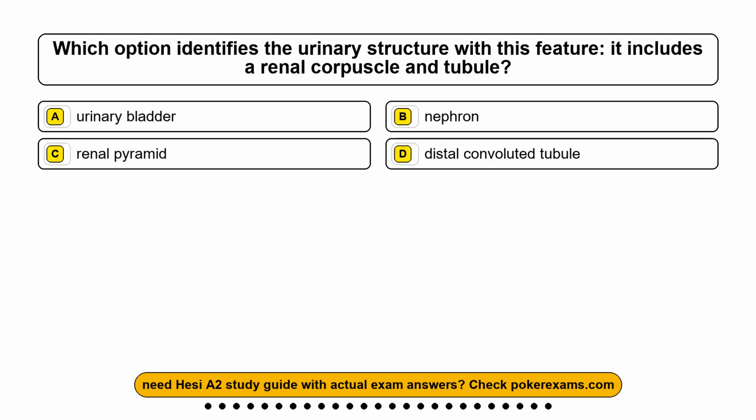Question 17. Which option identifies the urinary structure with this feature? It includes a renal corpuscle and tubule.